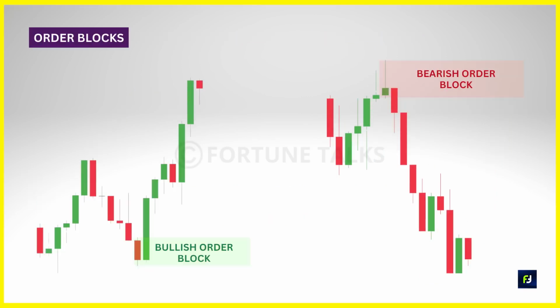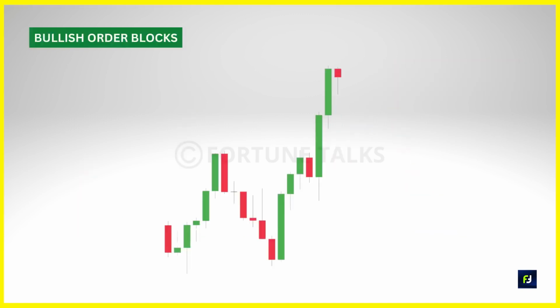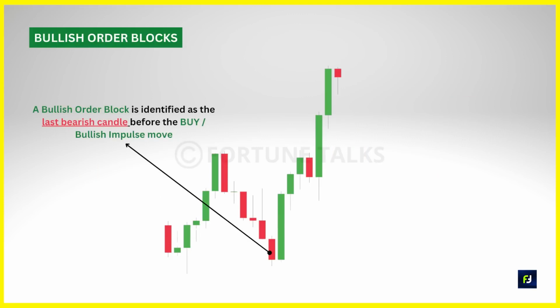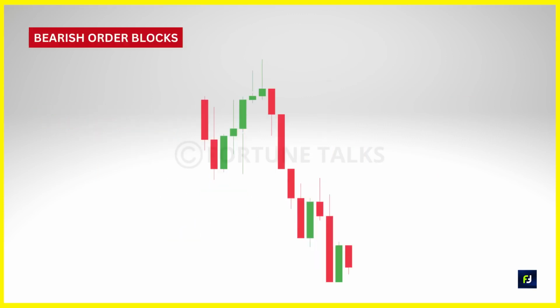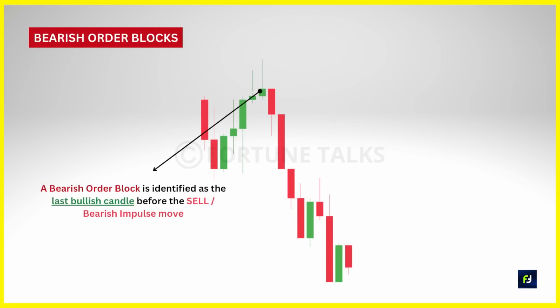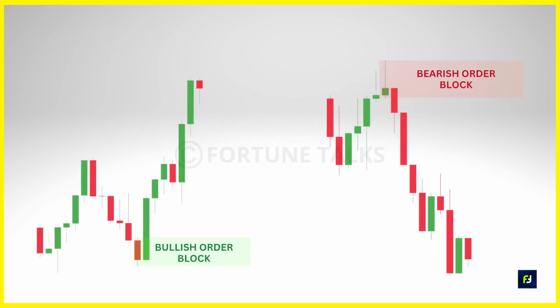Let us first learn the textbook definition of order blocks and how to identify and mark them. In a bullish market scenario, a bullish order block is identified as the last bearish candle before the buy. And during a bearish market structure, a bearish order block is considered as the last bullish candle before the sell. So you have to spot the last bullish or bearish candle before an impulse price move and mark its highs and lows. This is considered as an order block by most stock market teachers, aka gurus.